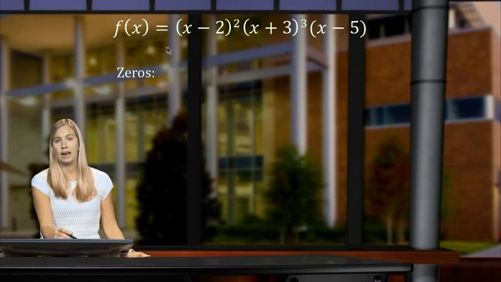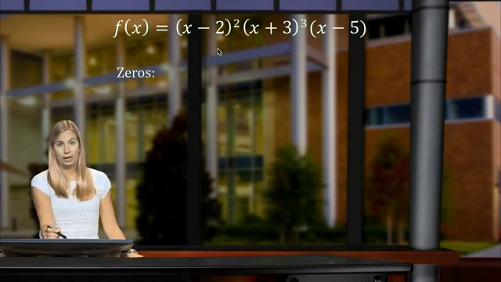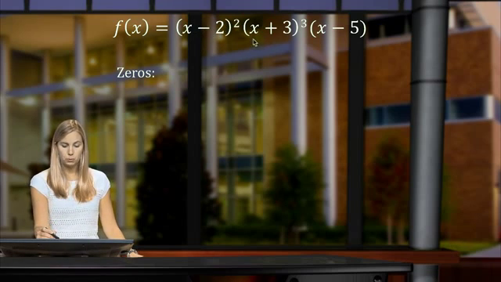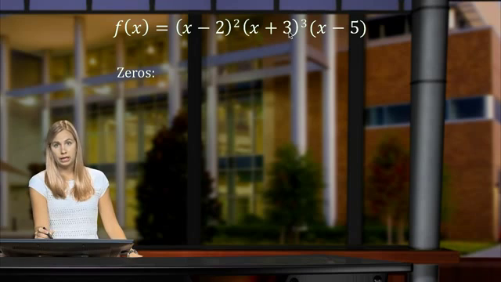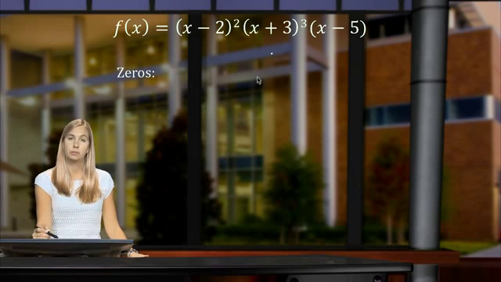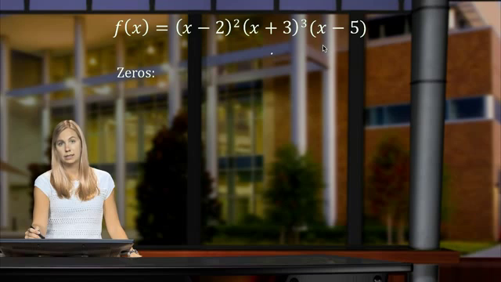Look at this first factor, x minus 2. How many times does this factor of x minus 2 occur in my polynomial? Since it's squared, it occurs twice. The multiplicity of this zero is 2. X plus 3 is cubed, so the zero of negative 3 occurs 3 times. The multiplicity is 3. Since this factor only occurs once, the multiplicity of this zero is 1.